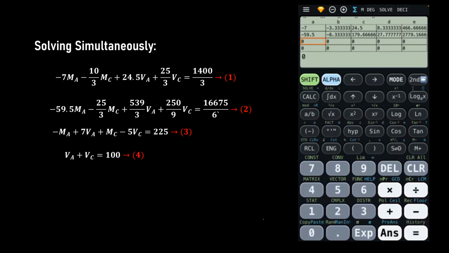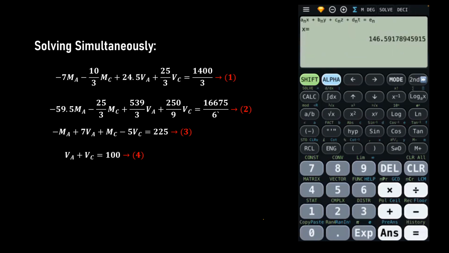There. So, let's go to our third equation. So, yung negative MA, so negative 1, plus MC, so positive 1, plus 7 VA, so plus 7, minus 5 VC, so minus 5, negative 5, equals 225. Our last equation, fourth equation, so we don't have MA and MC, so 0 and 0. Then VA, so plus 1. VC plus 1 equals 100.